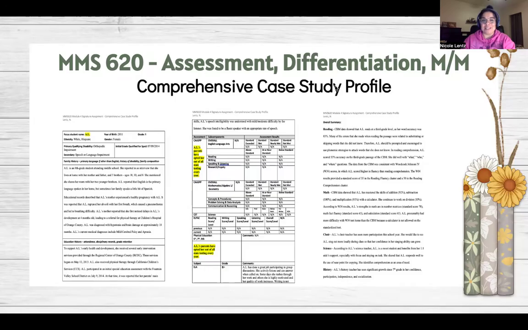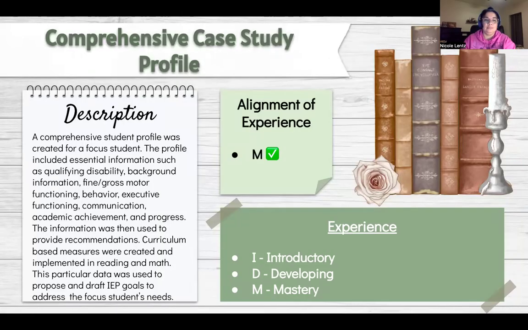This artifact is a comprehensive case study profile from the course MMS 620, Assessment and Differentiation for Mild Moderate Support Needs. A comprehensive student profile was created for a focus student. The profile included essential information such as qualifying disability, background information, fine and gross motor functioning, behavior, executive functioning, communication, academic achievement, and progress. The information was then used to provide recommendations.